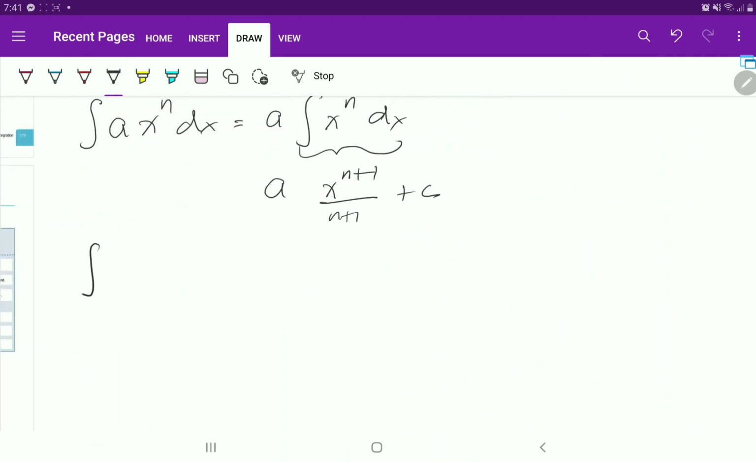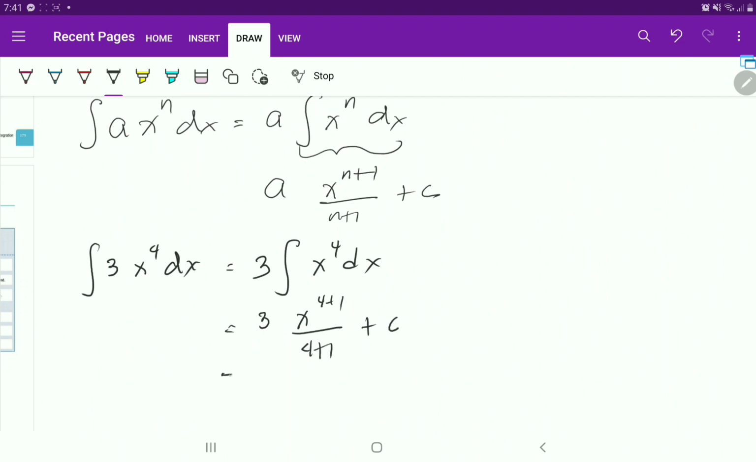Let's try to have some example. Suppose I have the integral of 3x to the 4th dx. Again, it says you can put the 3 outside, so 3 times the integral of x to the 4th dx. Then you apply formula number 1. So you have there 3x to the 4 plus 1 over 4 plus 1 plus c, or equal now to 3 over 5 x to the 5 plus c.